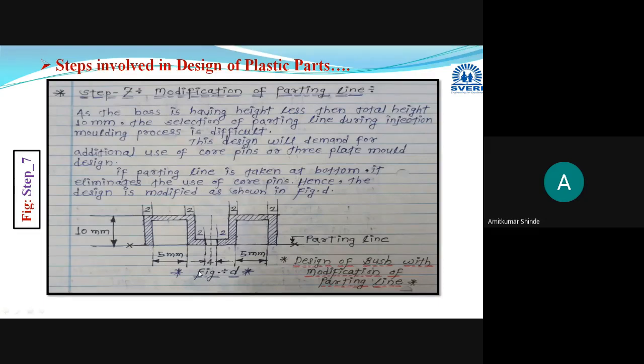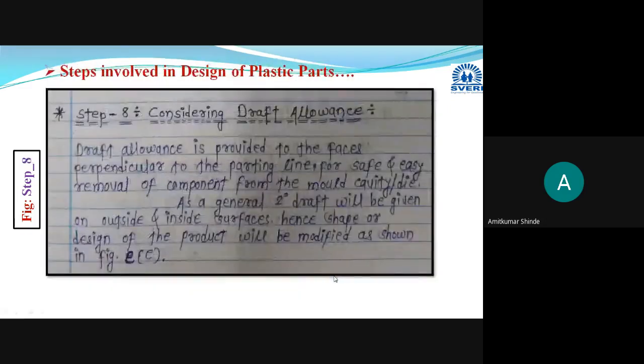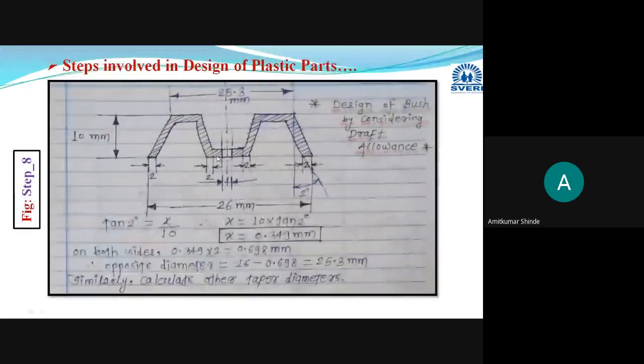And this design is modified in this way. Whichever faces are perpendicular to the parting line, on those you have to provide the draft. Here the draft allowance you can consider within the range of half a degree to 3 degrees. Here we have considered a 2 degree draft.